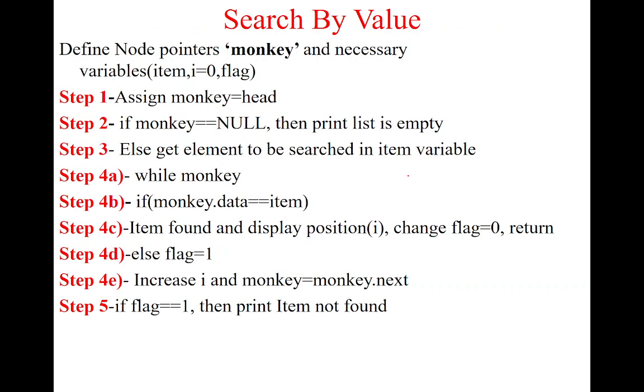Next, search by value. If we want to search by value, again we assign the monkey to the head node, and if the monkey is null, we print that the list is empty. Else we check if the monkey's data equals the item. If it is the same, we have found the item. Otherwise we increase the i and the monkey moves to the next position. It has to go until the last node. If we do not find it by the last node, we say the item is not found. Otherwise, whenever the item matches the monkey data, we stop the iteration.